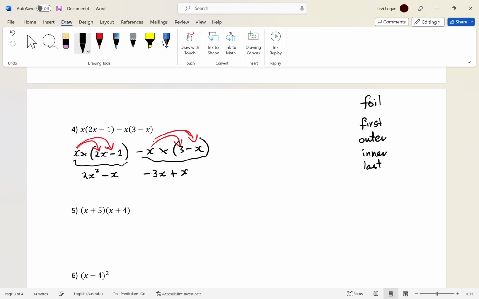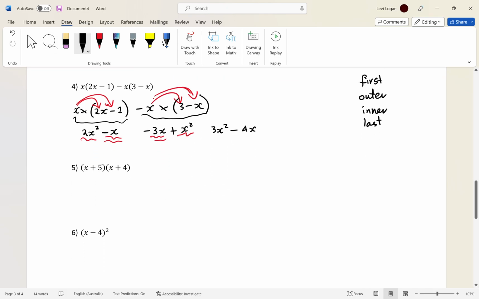plus x squared, okay? And as you can see, this is a like term with this, and this is a like term with that, okay? So all we've got to do is add the like terms, so we're left with 3x squared minus 4x, okay? And that is the answer fully simplified, alright?